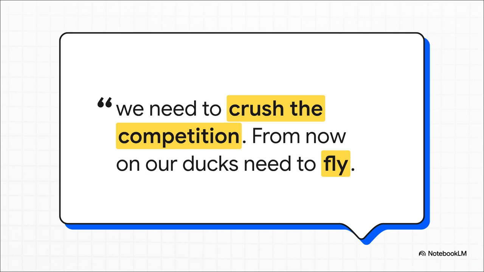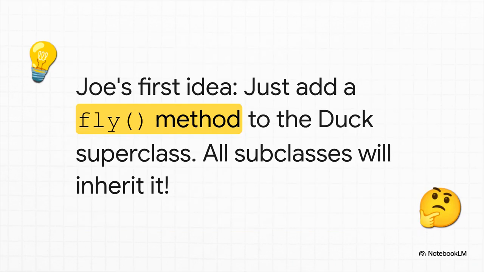The mandate comes from on high. It's a big one. To beat the competition, all the ducks in the game now need to fly. The pressure's on, and Joe has to make it happen. Fast. So what's Joe's first instinct? The path of least resistance.